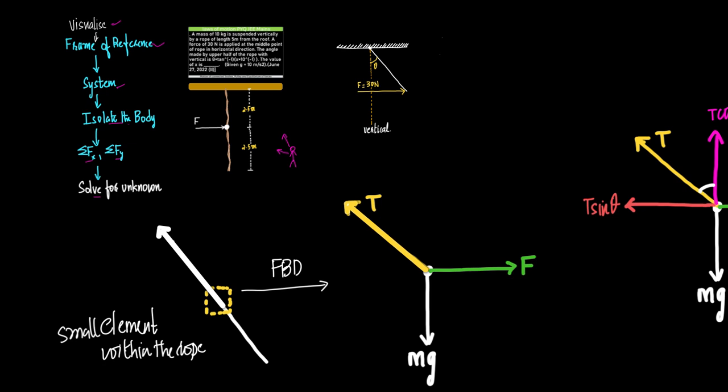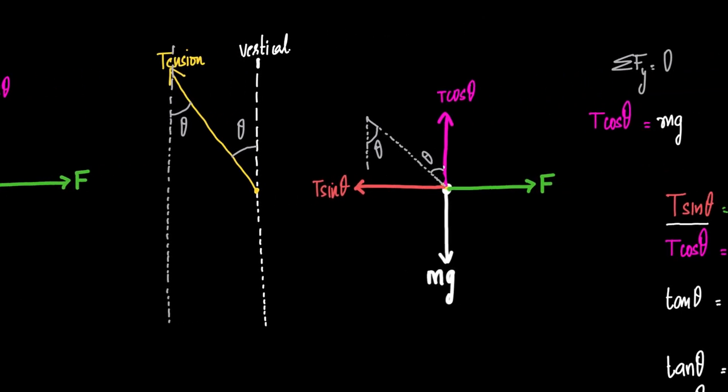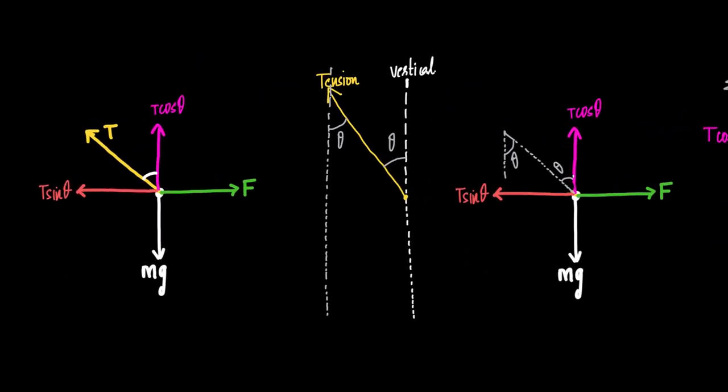Now you may wonder how to resolve tension, because there is an angle given to us as theta. So let's move into that part of the question. I will resolve tension into two components, T sine theta, the horizontal component, and T cos theta, the vertical component. How? Let's try to understand that part as well.